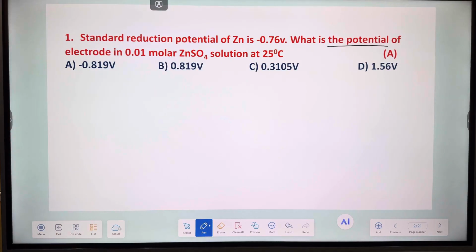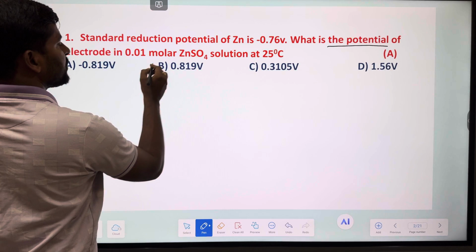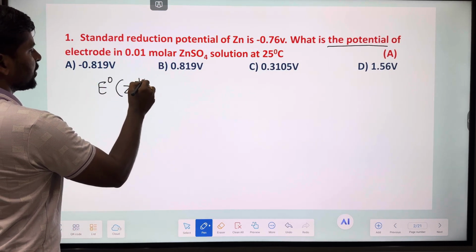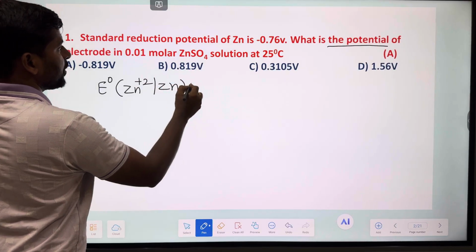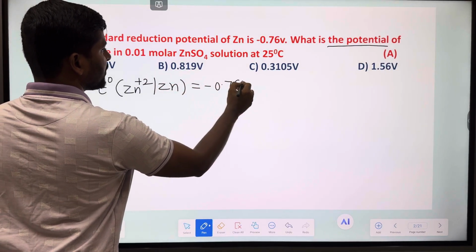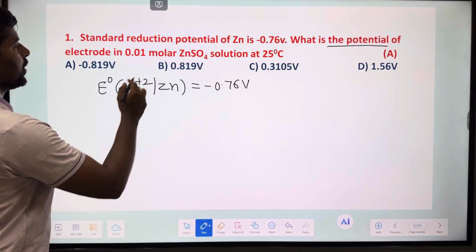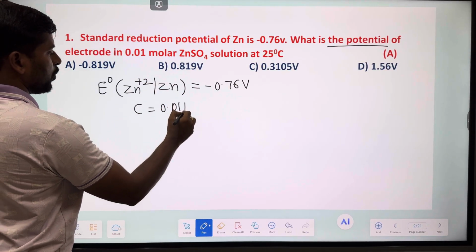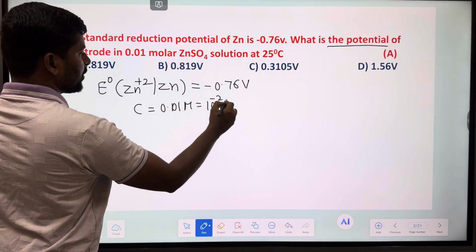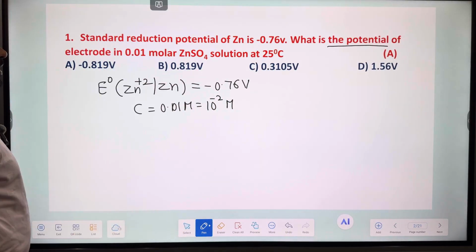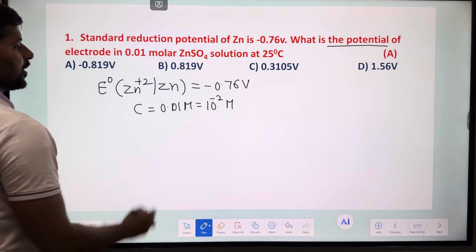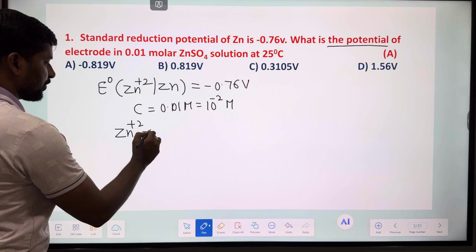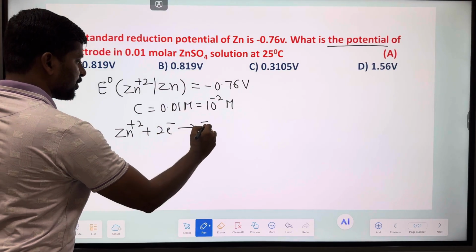Here the standard reduction potential is given, E0 Zn2+ to Zn, minus 0.76 volts. Next, the concentration is given as 0.01 molar, which we can write as 10 power minus 2 M. And we want to calculate the reduction potential. So if you write the reduction reaction: Zn2+ plus 2 electrons gives Zn.